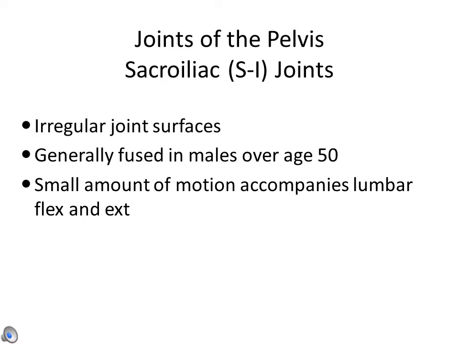The sacroiliac joint, also called the SI joint, is located posteriorly and is the articulation between the auricular surface on the wing of the ilium and the auricular surface of the sacrum. The SI joints have irregular joint surfaces and are generally fused in males over age 50. A small amount of movement occurs in the SI joints with lumbar flexion and extension.